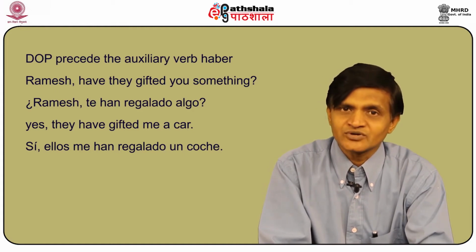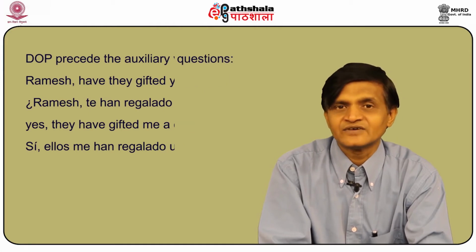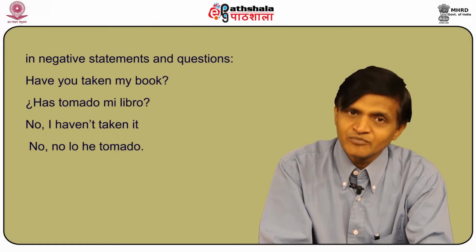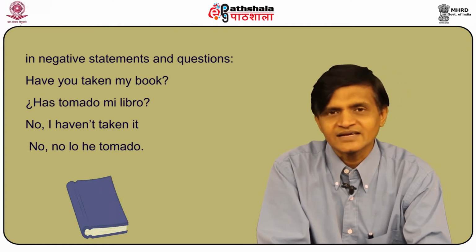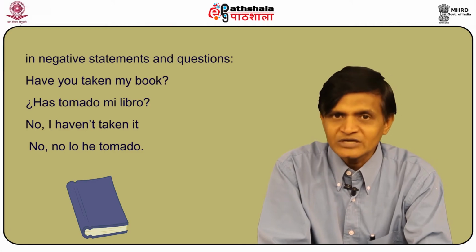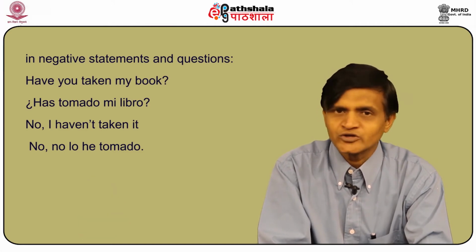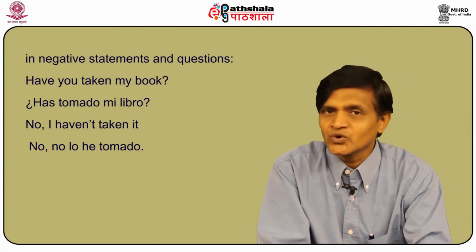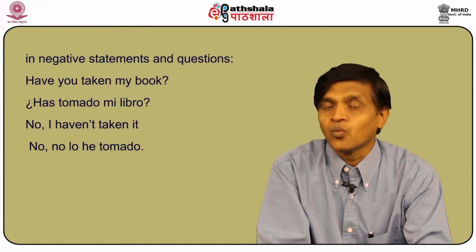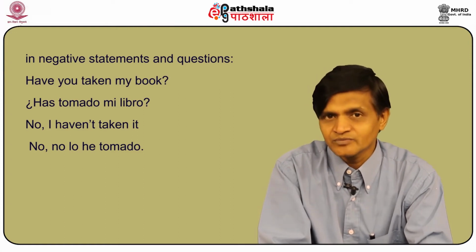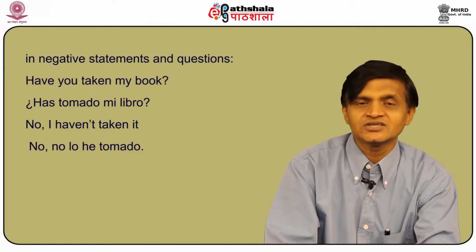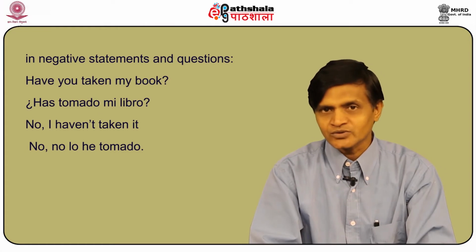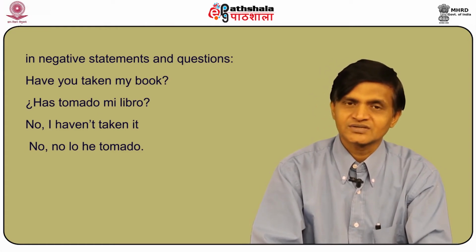The direct object pronoun also precedes the verb in negative statements and questions. Have you taken my book? No, I haven't taken it. ¿Has tomado mi libro? No, no lo he tomado. So it's very clear that the answer is no, I haven't taken it. What? Well, obviously you're referring to the book. So the translation in Spanish would be ¿Has tomado mi libro? No, no lo he tomado. It becomes much more efficient.